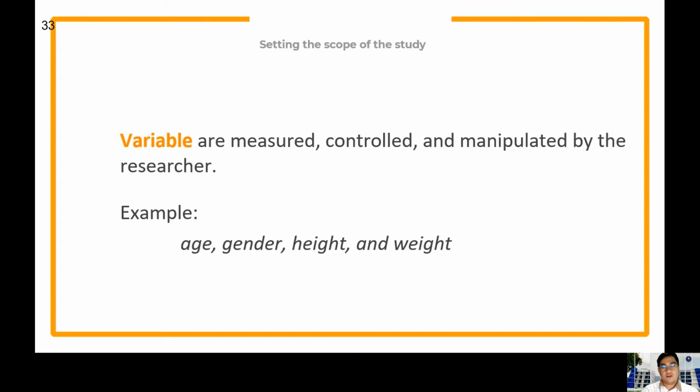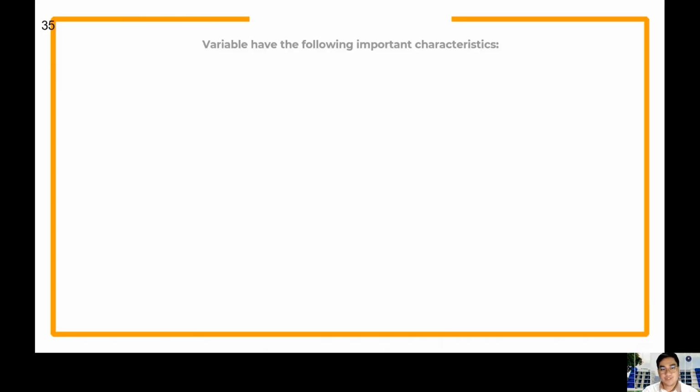We have your height. If one of the variables of your study is height, how are you going to be measuring it? Is it in centimeters, meters, etc.? Weight, the same way. Okay, let's proceed.